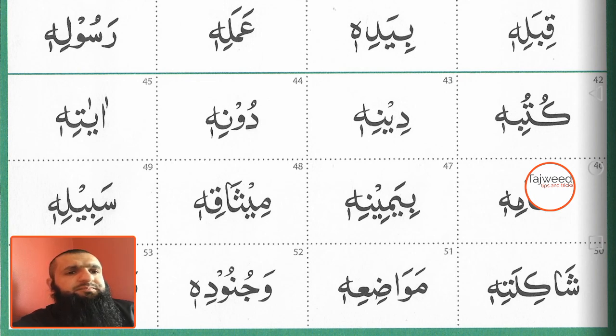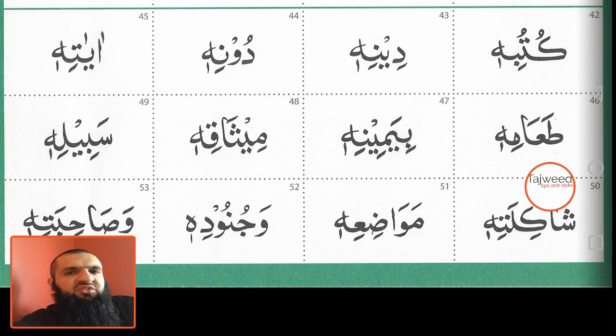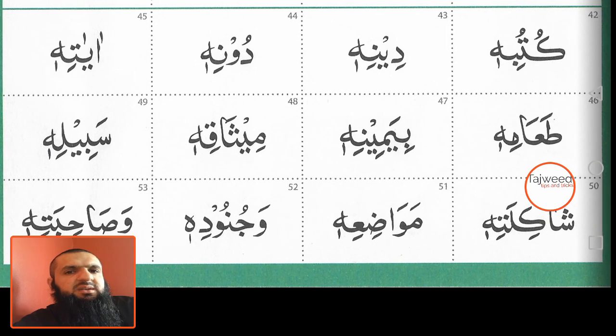Next one, mawadihi. Dad there, it's a tricky one, full mouth. Mawadihi. And 52 is wajunudihi. And the final one, wasahibatihi.